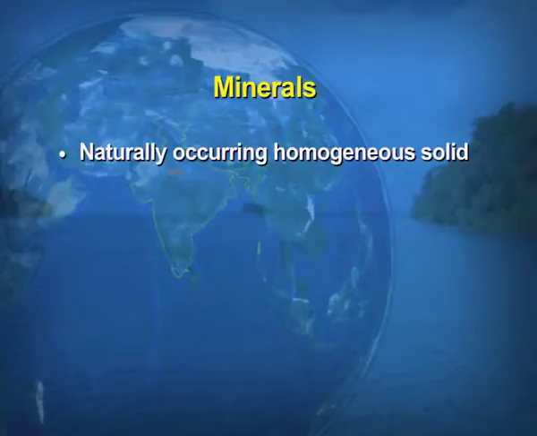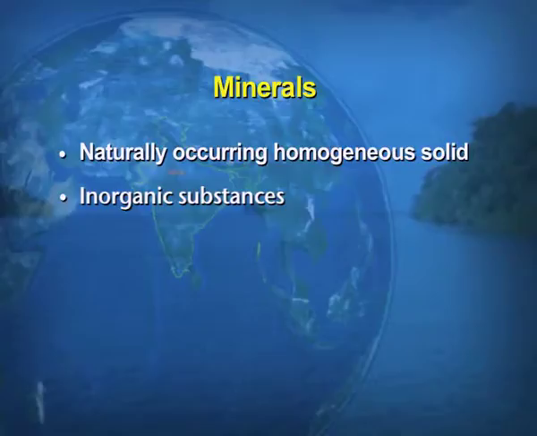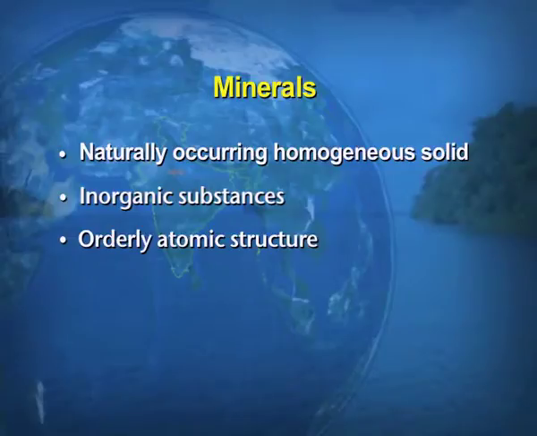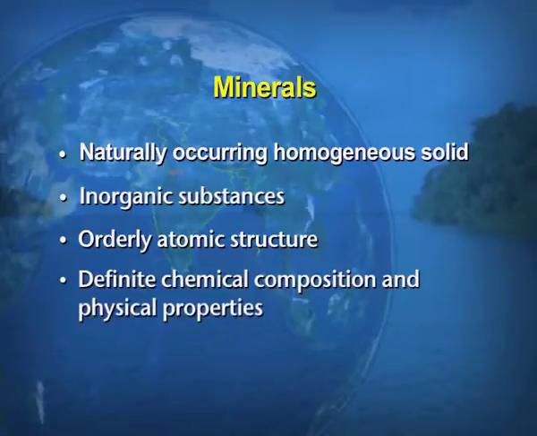Now, the question is how to define the word mineral. So, dear students, I am going to tell you only the 4 proper characteristics of the mineral that will help you to define the term mineral. Number 1, minerals are naturally occurring homogeneous solids. Number 2, minerals are normally inorganic substances. Number 3, they have an orderly atomic structure. And number 4, all the minerals have a definite chemical composition and physical properties.